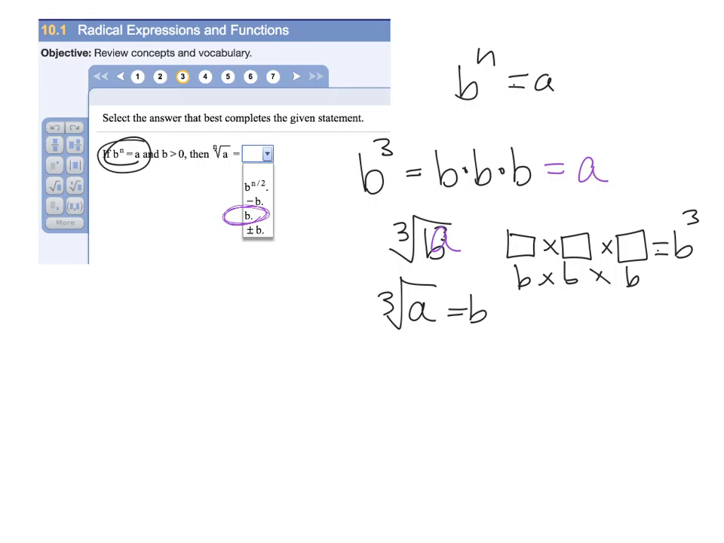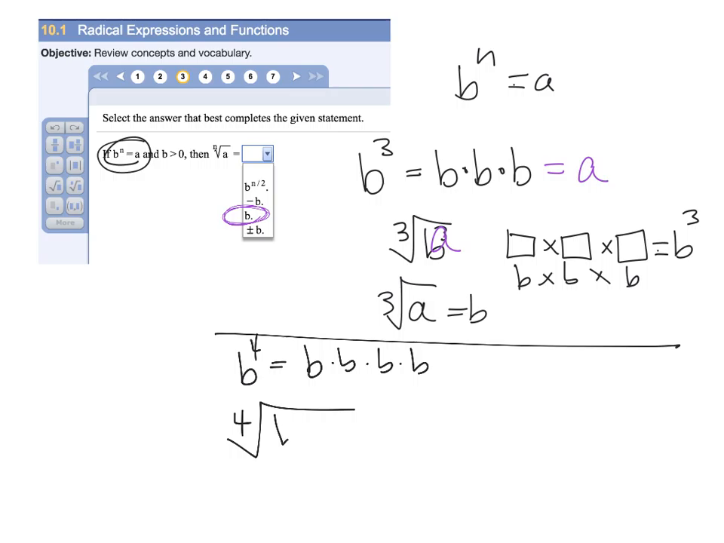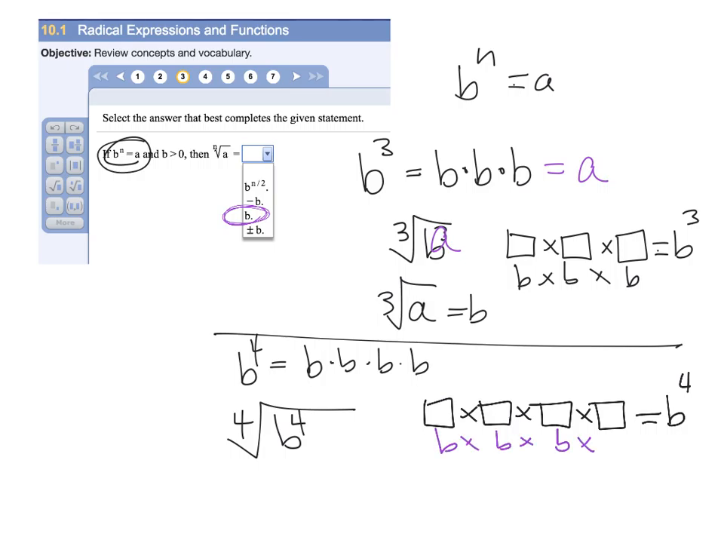Now the same thing if we did b to the fourth power. We know that b to the fourth power is b times b times b times b. So what is the fourth root of b to the fourth power? That fourth root means what number times itself, again and again, is equal to b to the fourth. Well, that's easy: b times b times b times b. So the fourth root of b to the fourth power is equal to b.